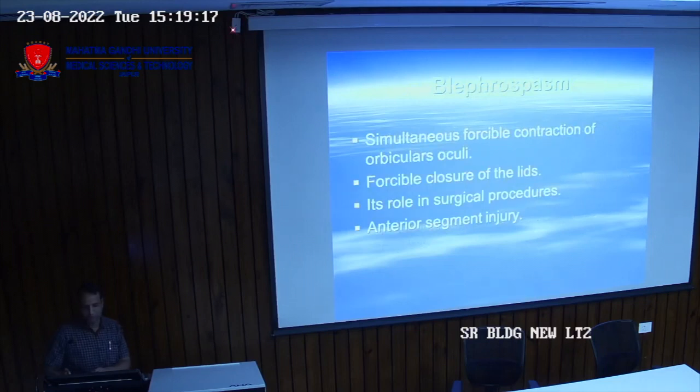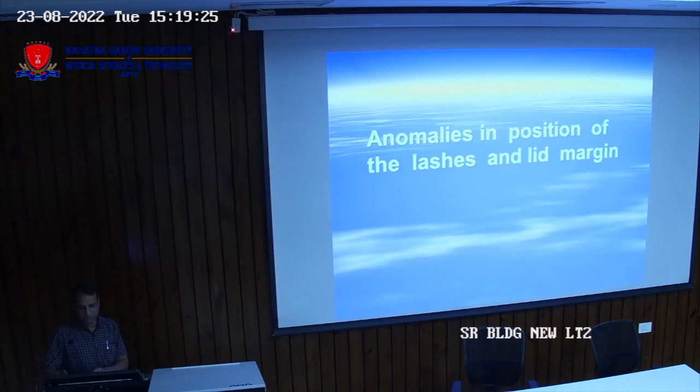Blepharospasm: simultaneous forcible contraction of the orbicularis oculi, with forcible closure of the lids, seen in surgical postures and anterior segment injury. Now we come to the anomalies in the position of lashes and lid margin.